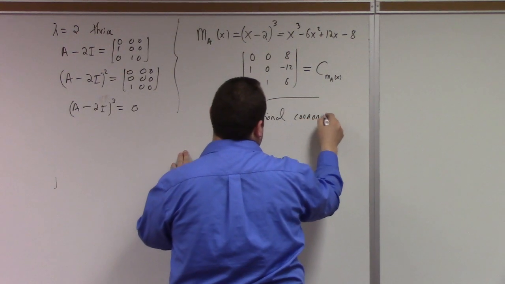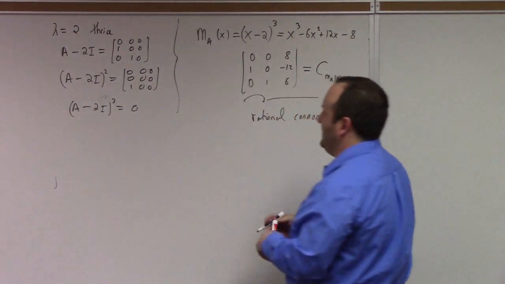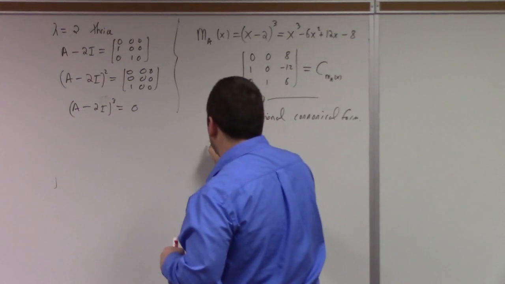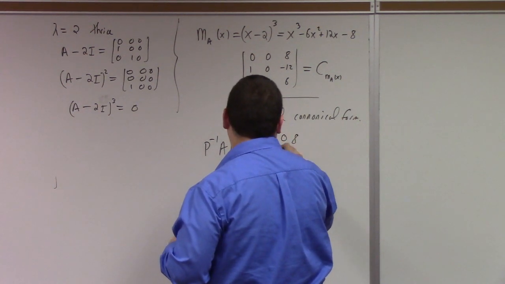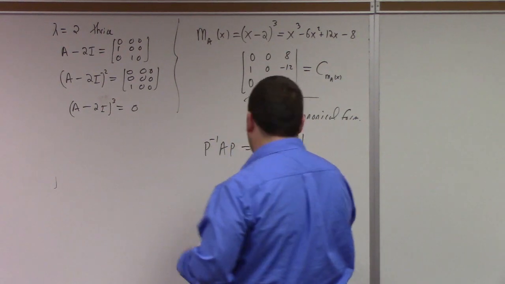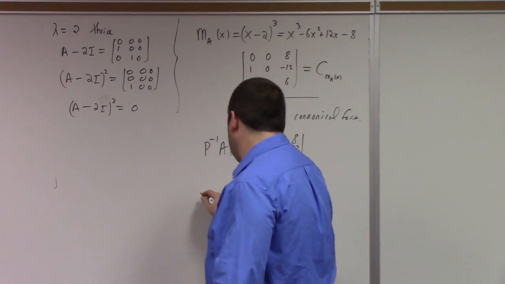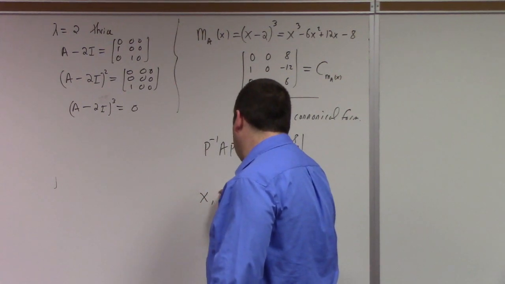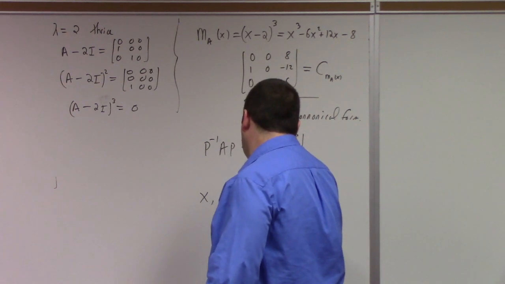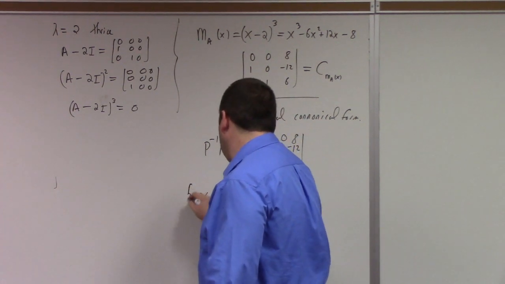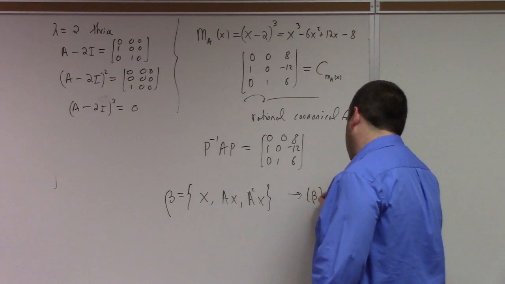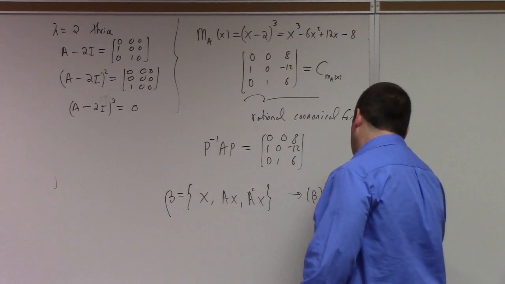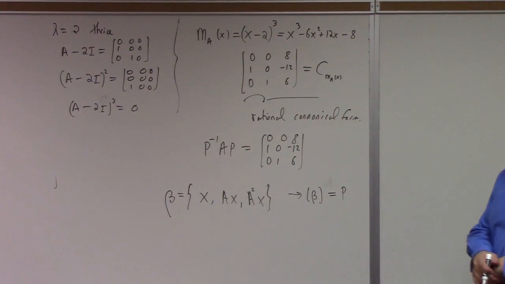And to find the change of basis to get from there to there, to find P inverse AP equals this thing, all I've got to do is find an x such that if I use x, Ax, and A squared x as my basis, then if I can find such an x, this will give the P which similarity transforms it to the rational canonical form. I use this kind of cyclic basis to get where I need to go.